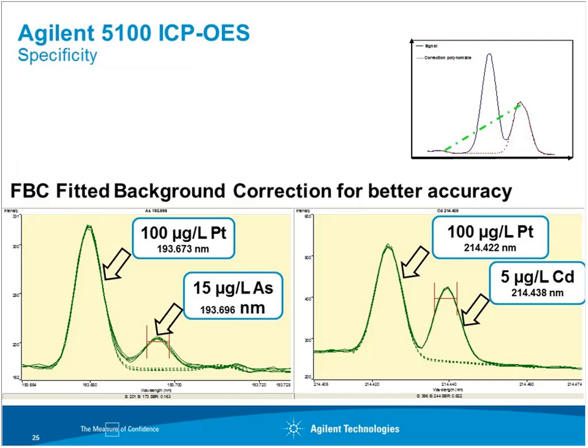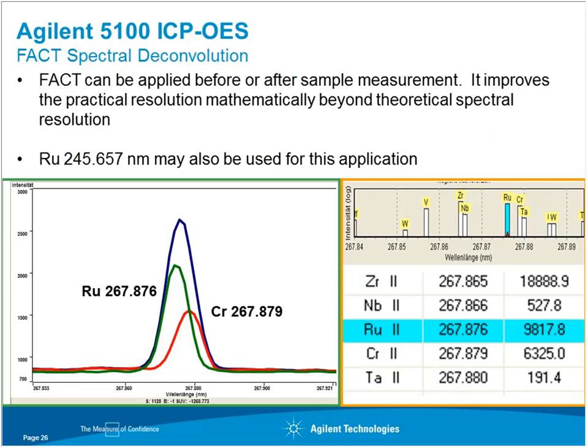And we can see an example here, low concentration of arsenic and 100 micrograms per liter of platinum that we can effectively get rid of or correct out for that interferent. The example on the right, we can see 5 micrograms per liter cadmium and that same 100 micrograms per liter of platinum that does not impact the result for cadmium. In fact, if you do have any kind of a spectral overlap, we can actually use our spectral decomposition tool where we can mathematically subtract out the spectral contribution from the interferent.